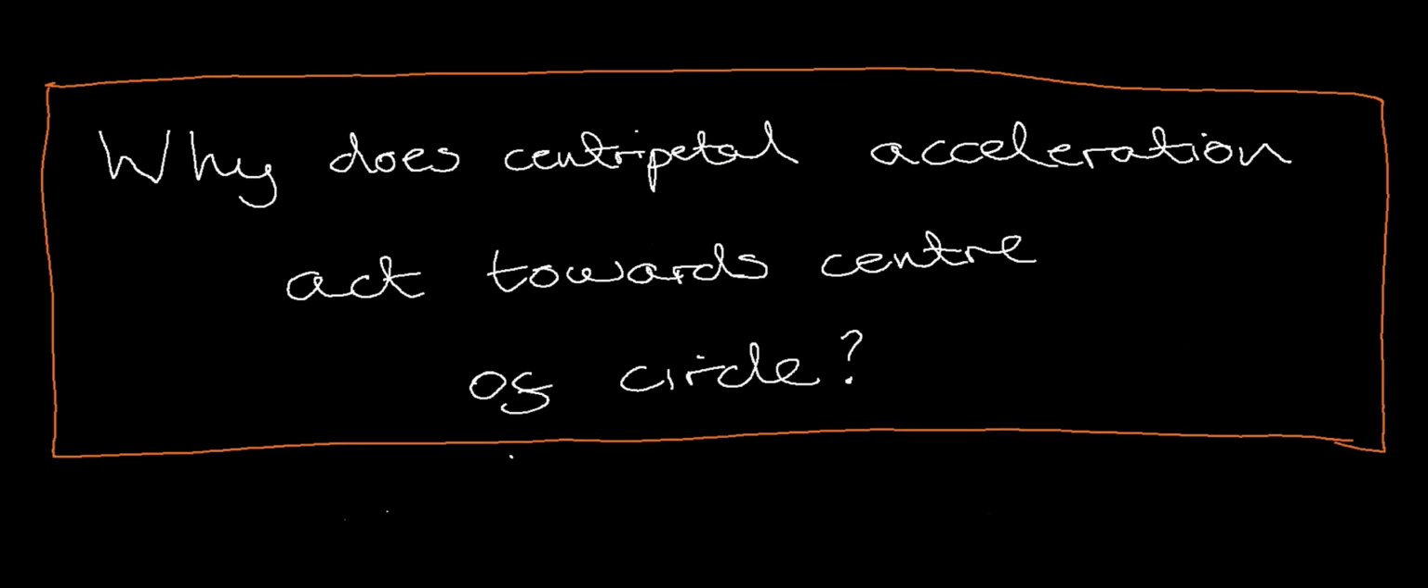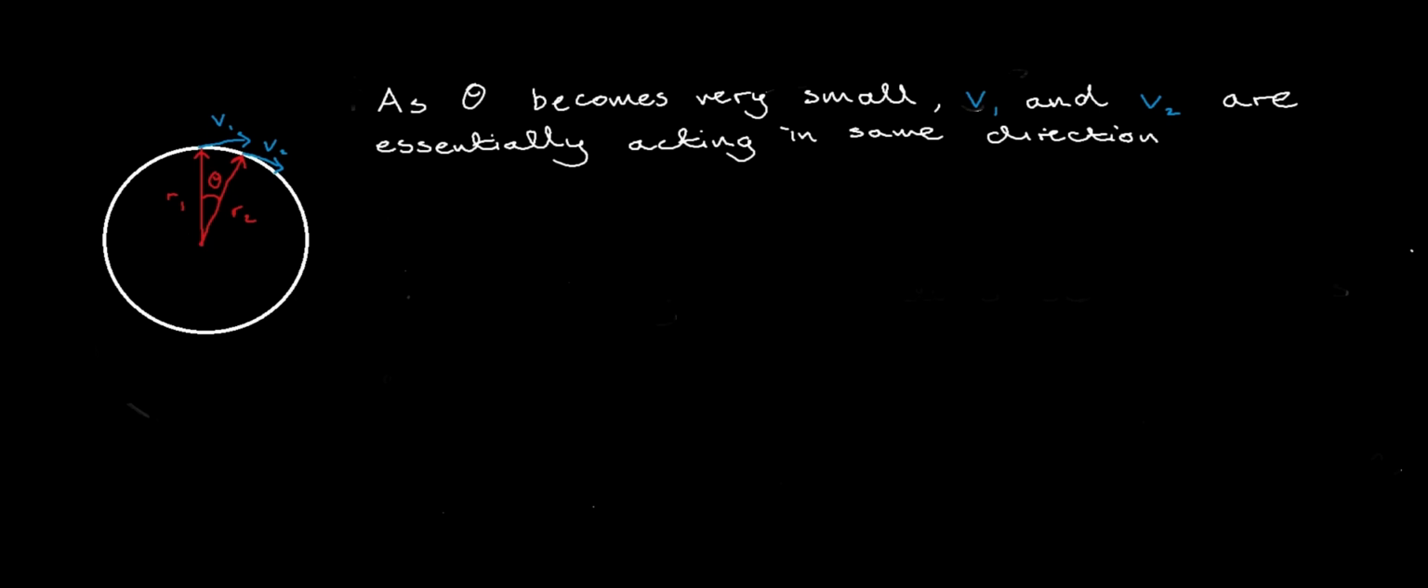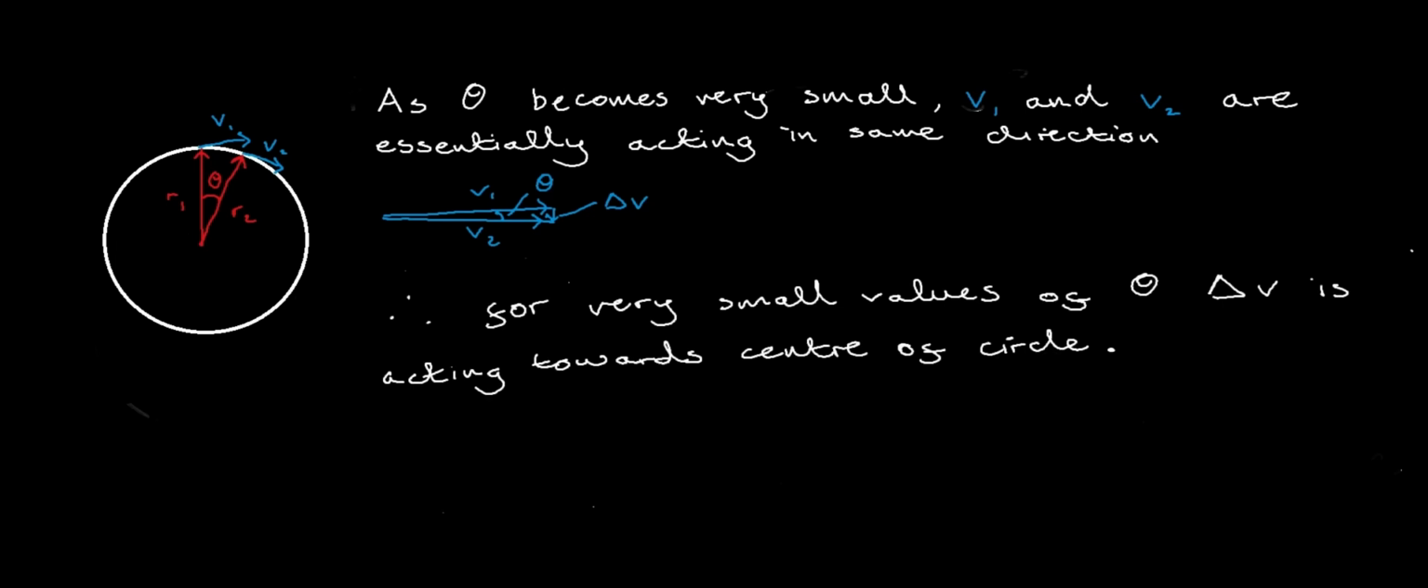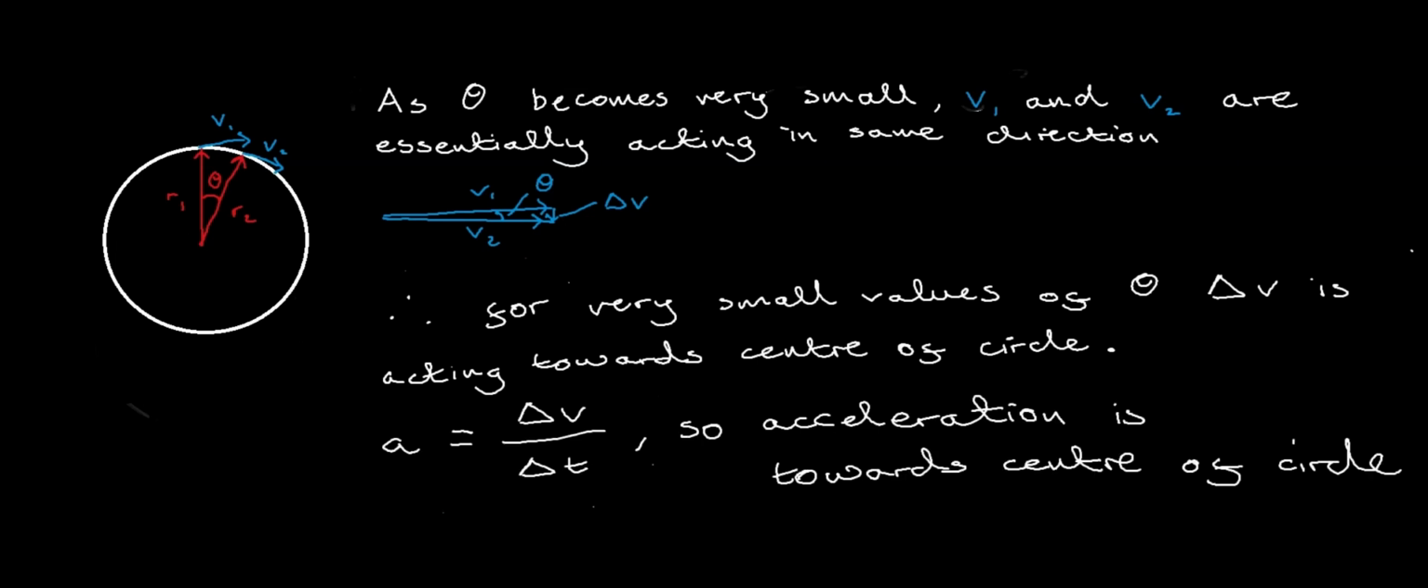I also mentioned that centripetal acceleration acts towards the centre of the circle, but why is this? If we consider the same circle again and again let theta tend towards 0, v1 and v2 will be so close to each other along the circle's circumference that they are pretty much acting in the same direction. This means the delta v vector will be acting perpendicular to both v1 and v2 as theta becomes very small. Since delta v is acting towards the centre of the circle, the acceleration will too, as a equals delta v over delta t.